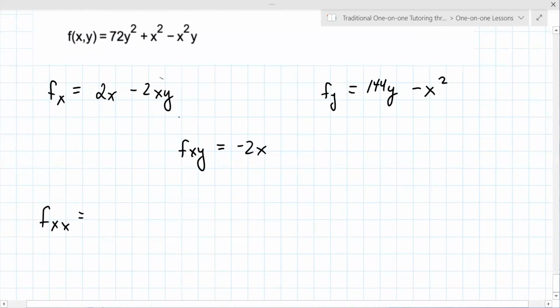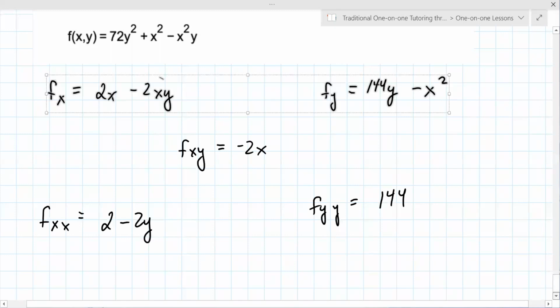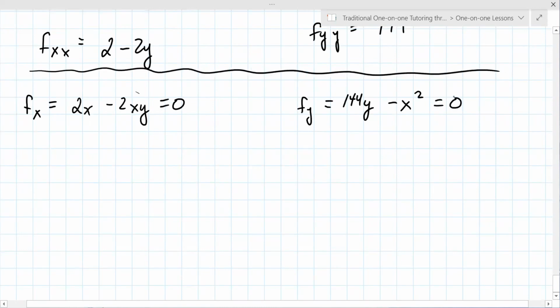Fxx is taking the derivative of fx with respect to x, so it's 2 minus 2y. Fyy, derivative with respect to y only, is 144. So you need all those, and then you need the critical points. So you have to set this equal to 0, and you have to set this equal to 0.